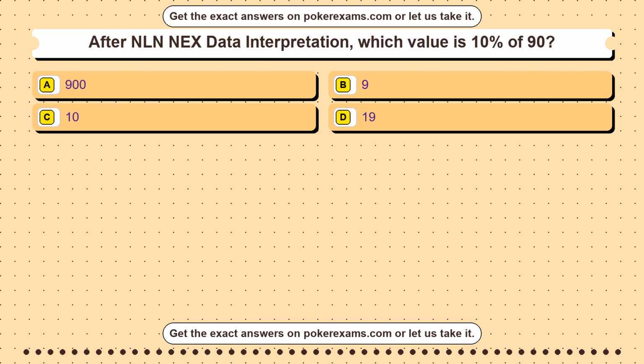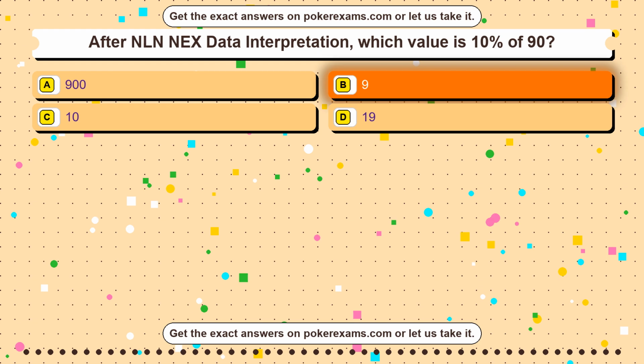Question 36. After NLN NEX Data Interpretation, which value is 10% of 90? Option A 900. Option B 9. Option C 10. Option D 19. The correct answer is option B.